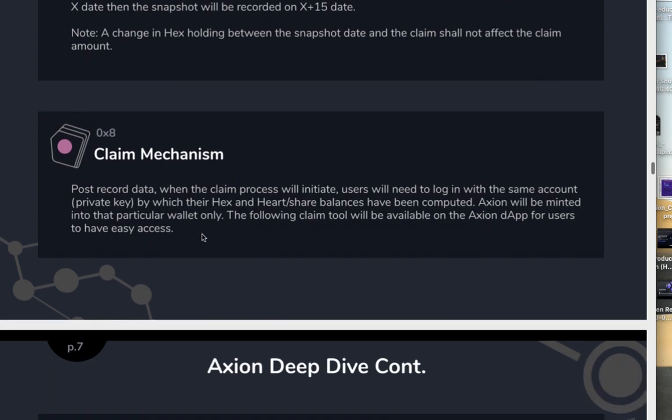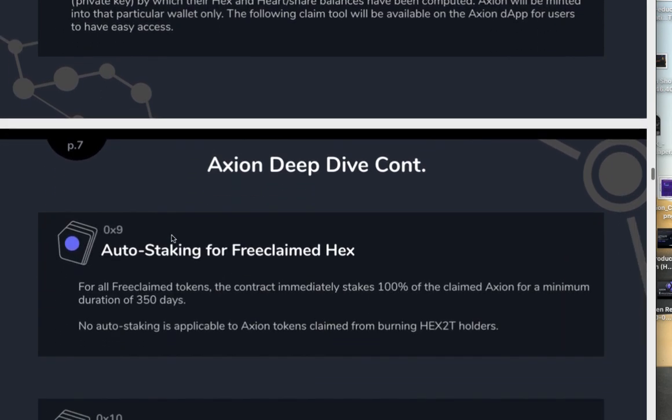Claim mechanism, post-record date: when the claim process initiates, users will need to log in with the same account, private key, by which their Hex and heart shares balances have been computed. Axion will be minted into that particular wallet only. So that's how you're going to get your claim on the day that the platform launches. The following claim tool will be available on the Axion dApp for users to have easy access.